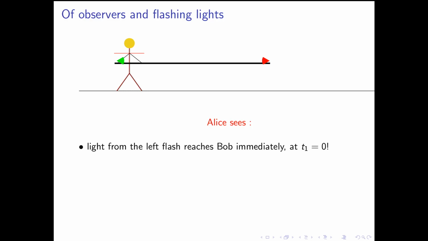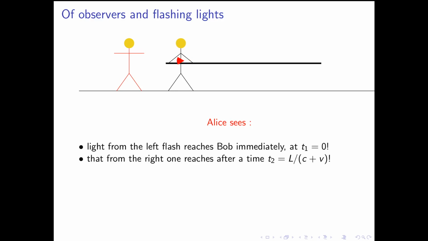What about the other pulse? The other pulse will take quite some time to reach Bob. The light pulse is travelling towards the left. Bob is travelling towards the right with a speed v. And the time which Alice will infer, at which the light pulse from the right meets Bob, has to be L by C plus V.